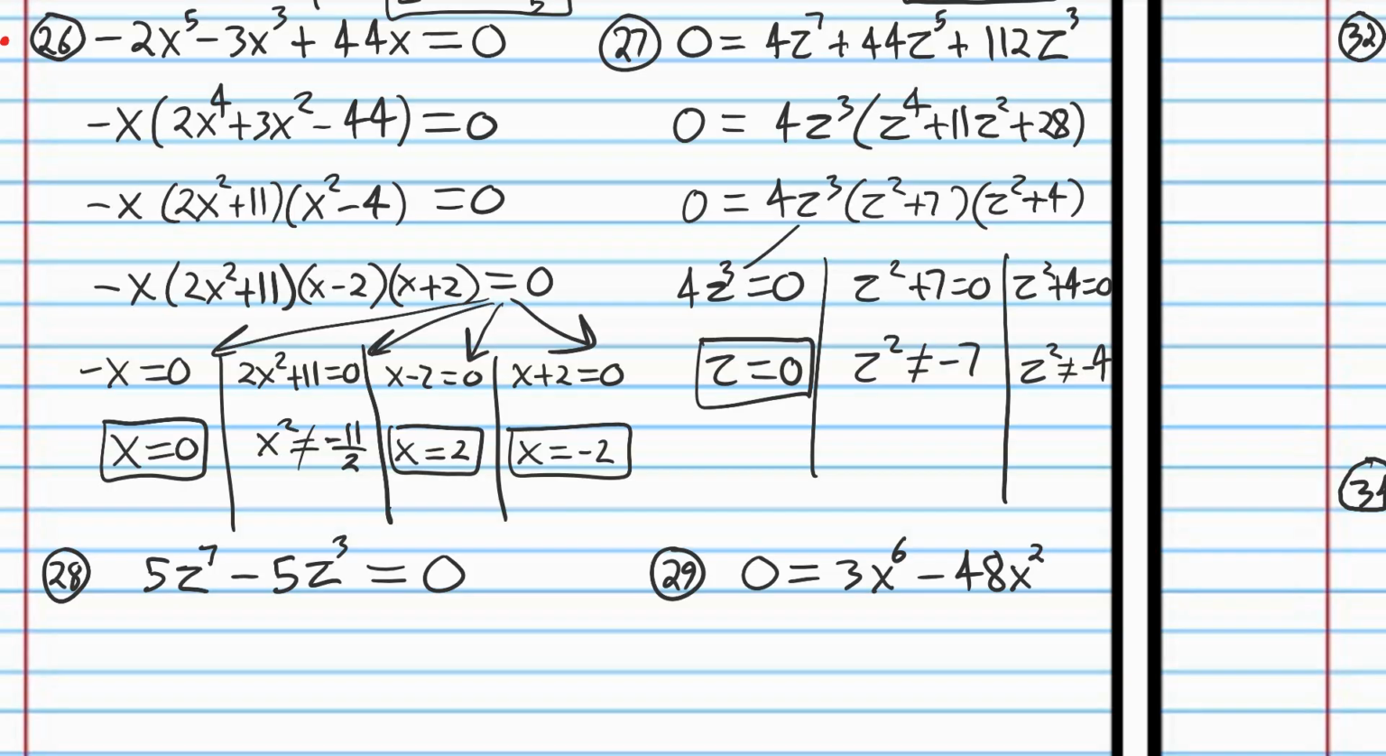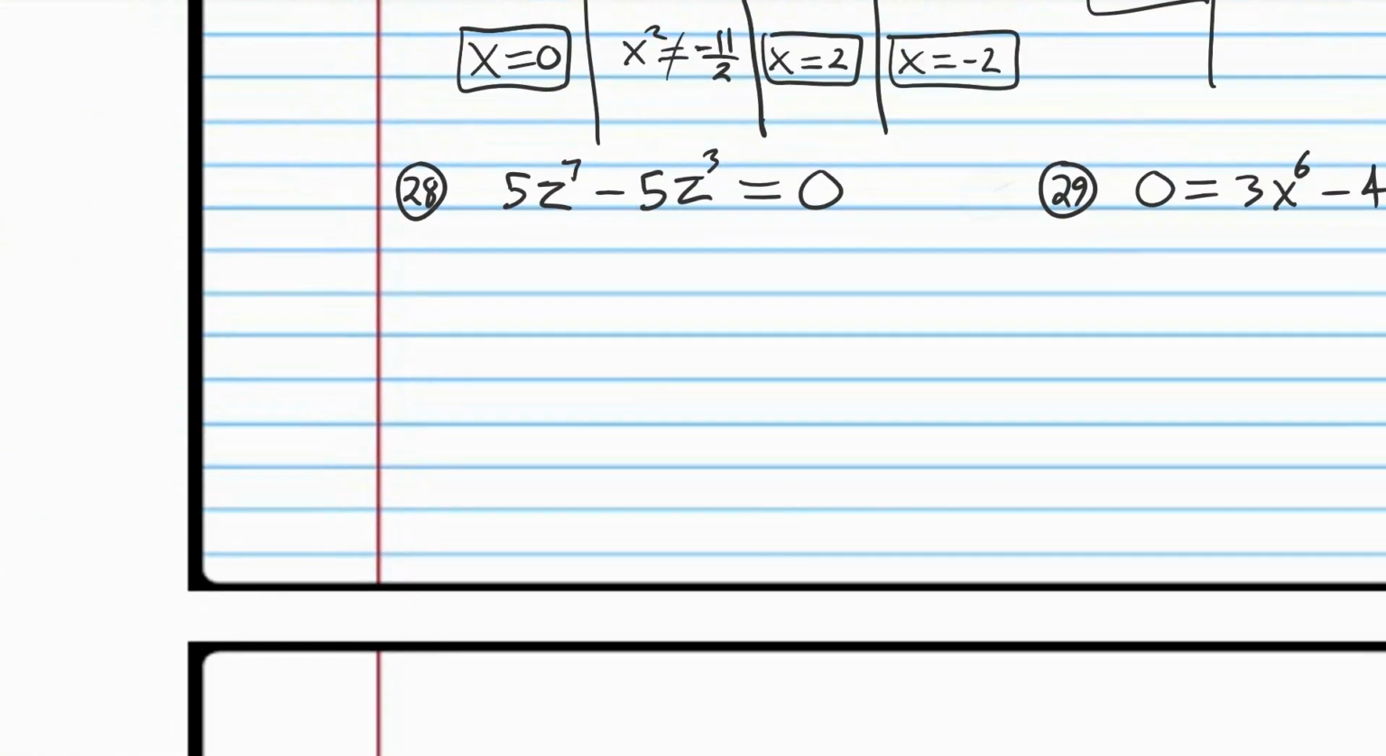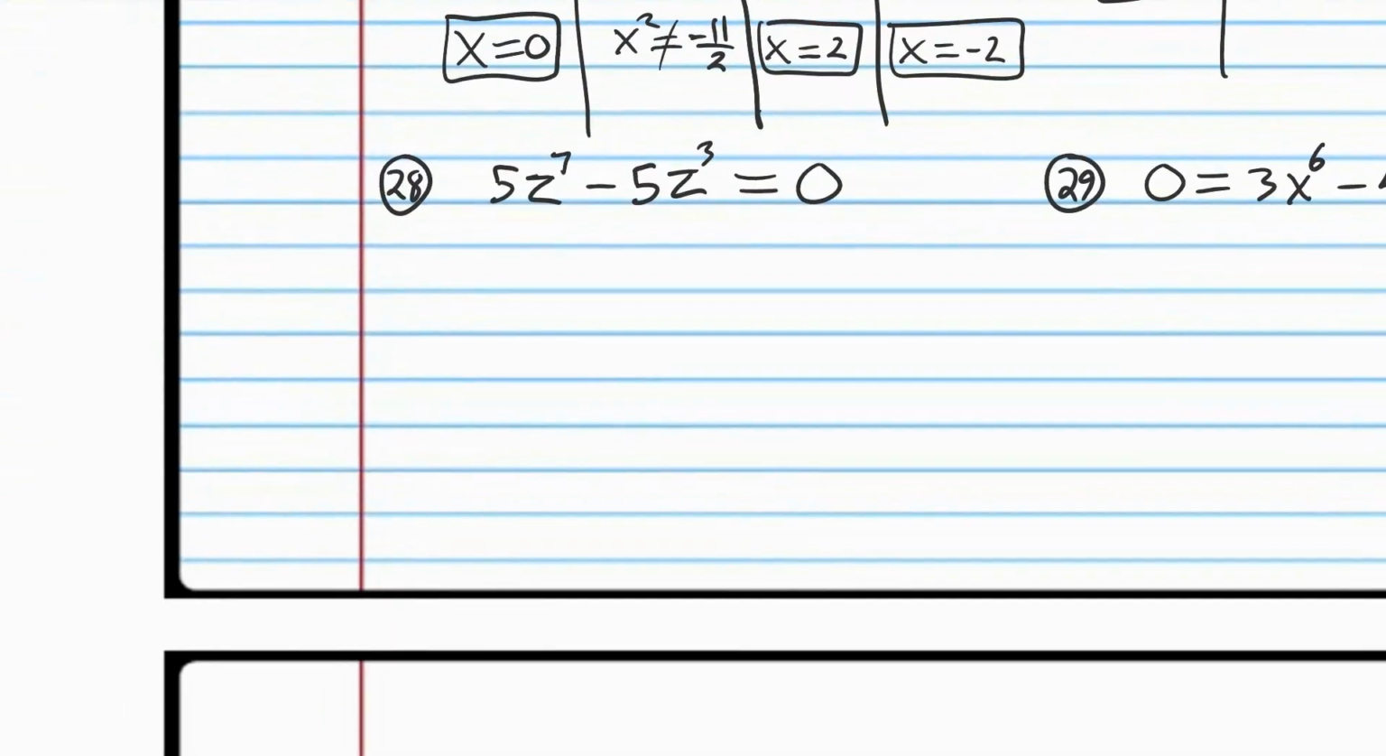All right. Let's see here. On to number 28. So we're going to do 28 together. Factor out a greatest common factor. And so the difference here is that we have z to the fourth minus 1.